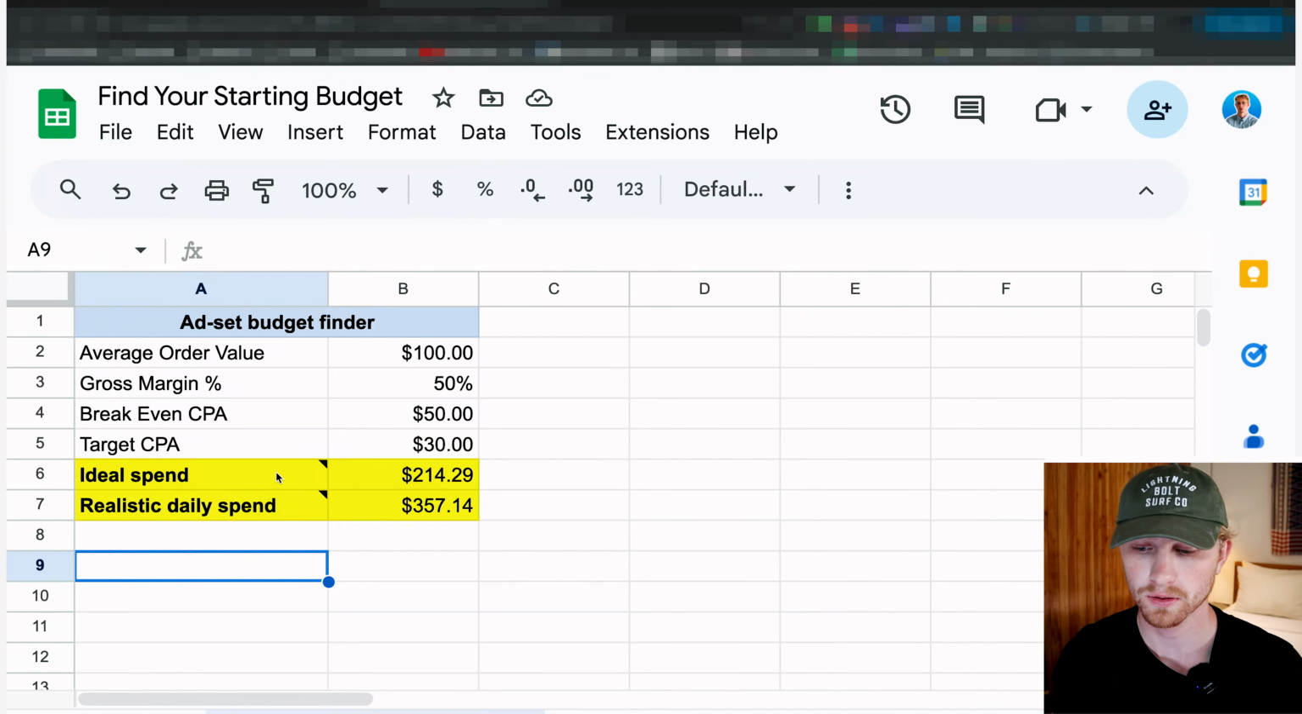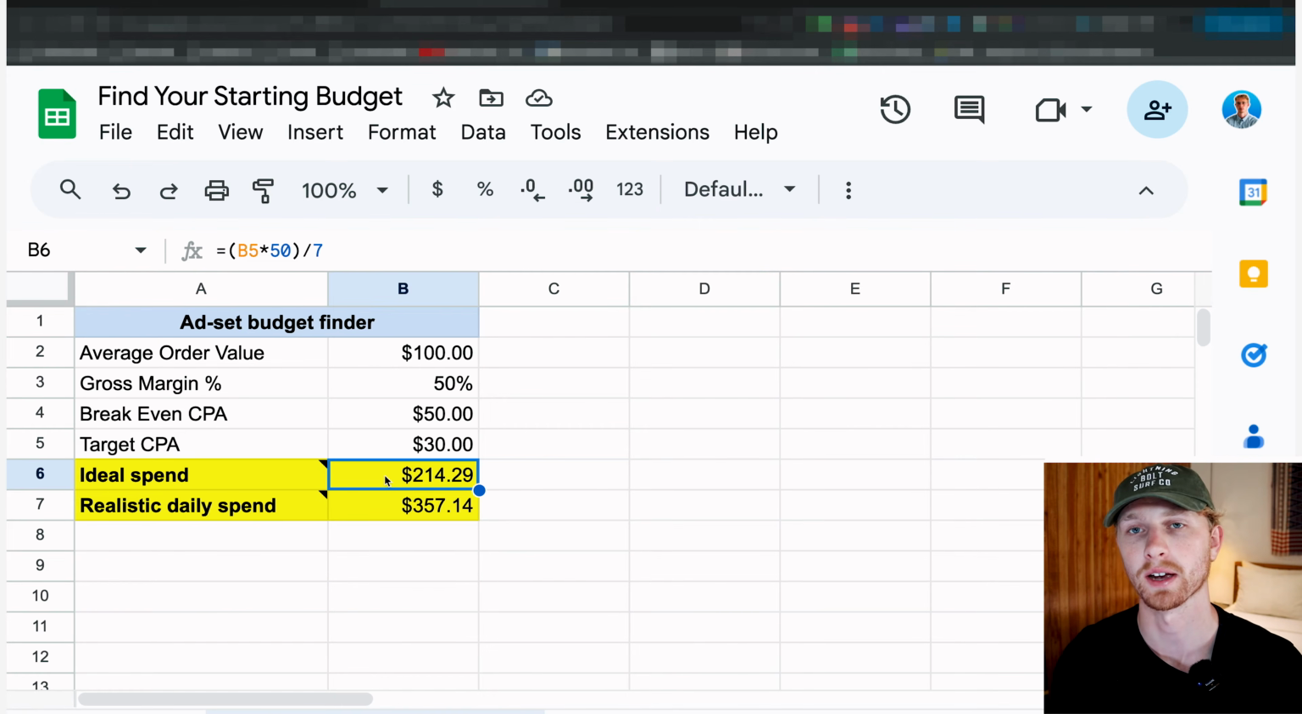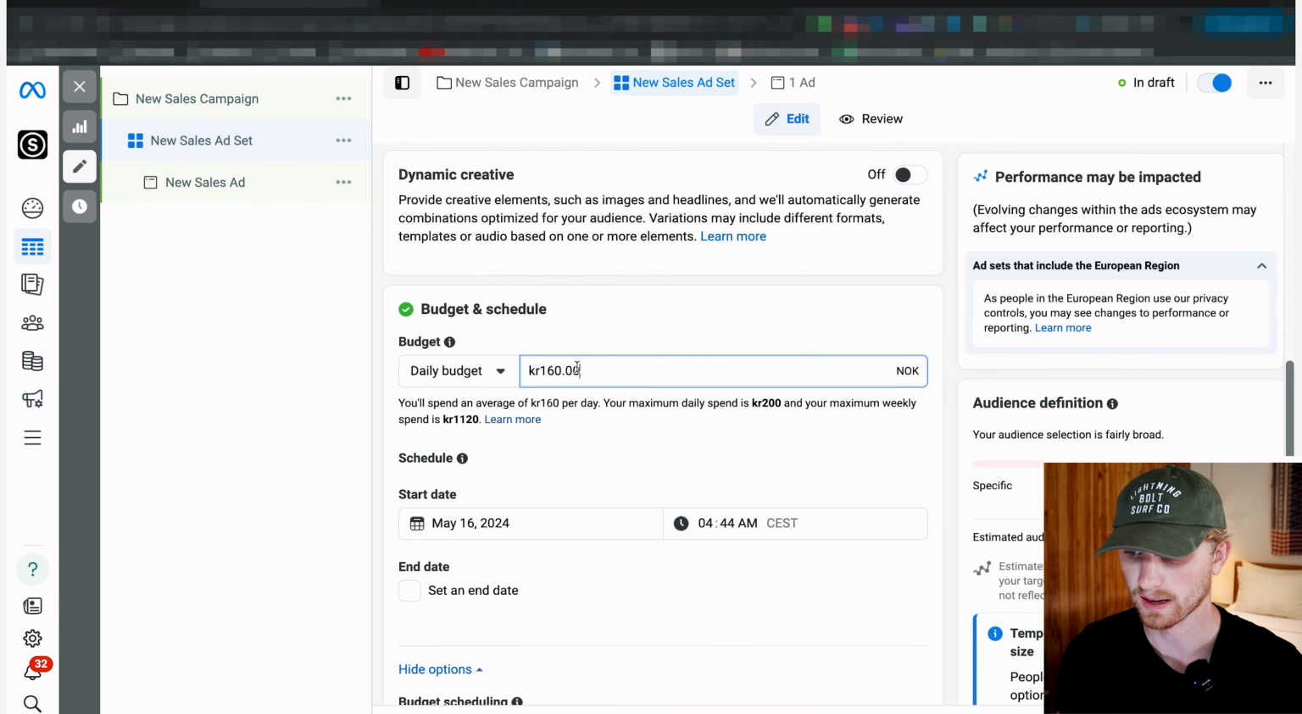But if you've already been getting some pretty good results historically and you know that you can get a CPA below your break-even pretty consistently, in that instance you can start with the ideal spend number. So this will be the one where you actually focus on hitting that target CPA and you're confident that you will be able to hit that. And in that instance, this will be the amount you need to spend to actually get out of the learning phase. So you can play around with this, but this is just to give you an indicator of where you should aim to set your daily budget when you're starting out. So let's say we want to go with the realistic daily ad spend. I'll just copy it and paste it over in the campaign right here.